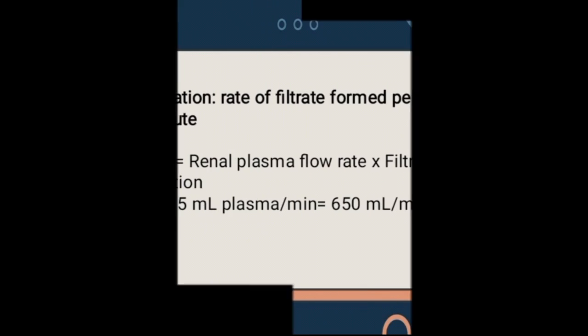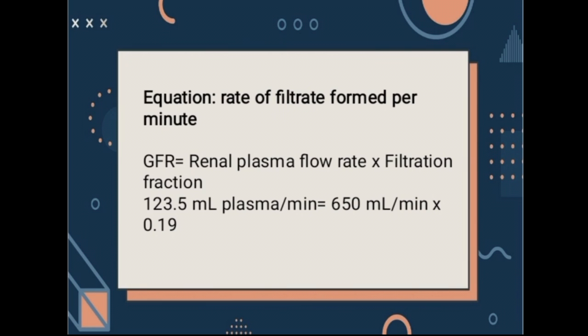To calculate the rate of filtrate formed per minute, called the glomerular filtration rate or the GFR, you first need to know what percentage of plasma is filtered from the blood. This is called the filtration fraction. The filtration fraction is approximately 19%. Thus, to calculate the GFR, this is the equation used.